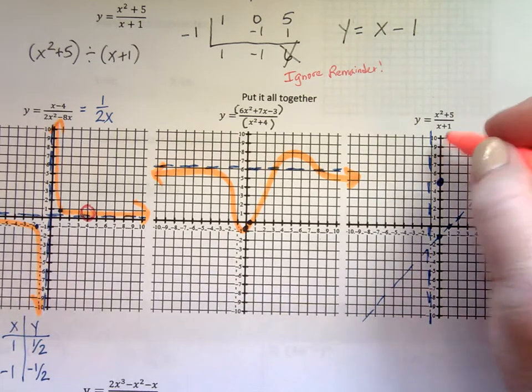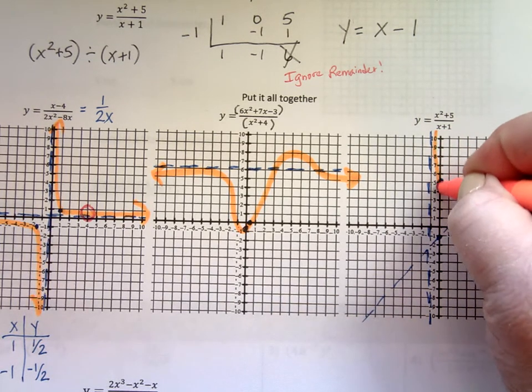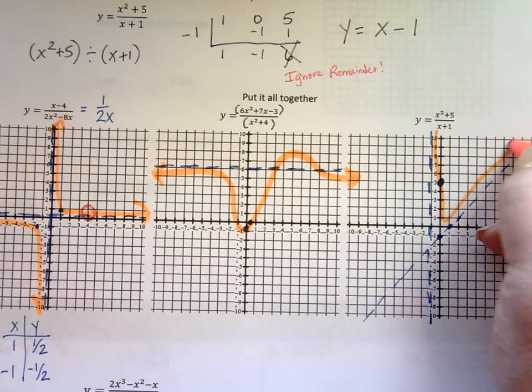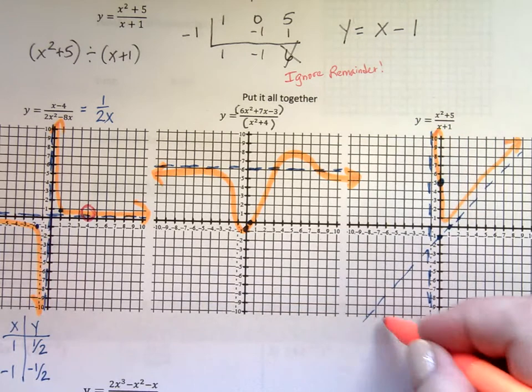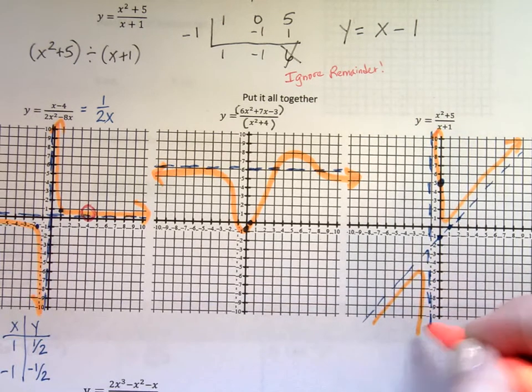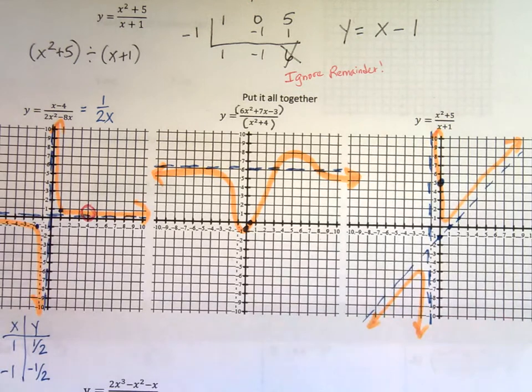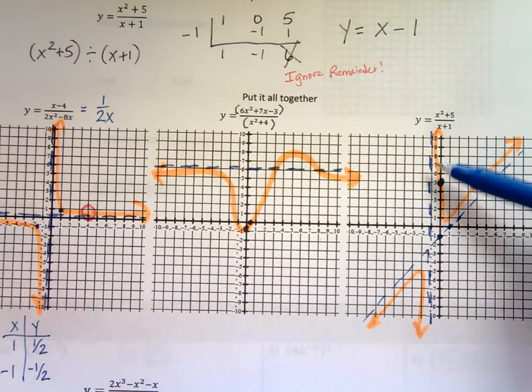Hugs the asymptote, does a little U-turn, comes up and hugs the slant asymptote. The slant asymptotes seem to create like an X. See, they kind of look like an X. And you're either going to have your graph be inside the X, like this guy goes, or outside the X. So it's kind of like you're either inside or outside the X when you have slant asymptotes.